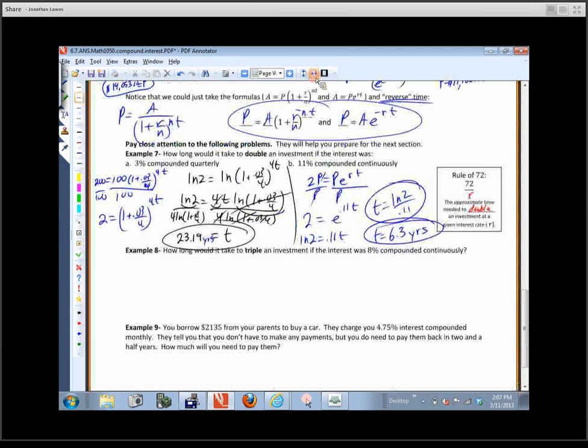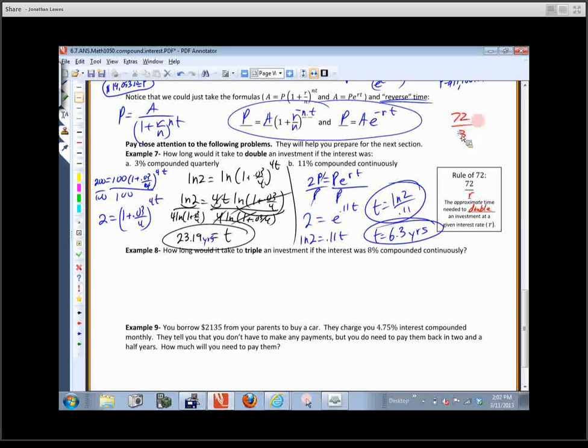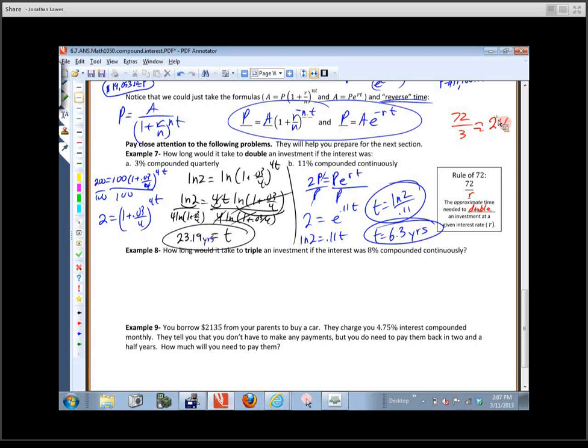Let's take a look at our problems right here. What if I took 72 and divided by 3? What is that? 24. What did we come up with? 23.19. Now, that's a heck of a lot easier problem to figure out. To say about 24 years, is that about 24 years? Yeah, let's do the other one. Let's take 72 and divide it by 11. What is that? 6.5? That's pretty close to 6.3, and we didn't have to deal with any exponentials or anything.